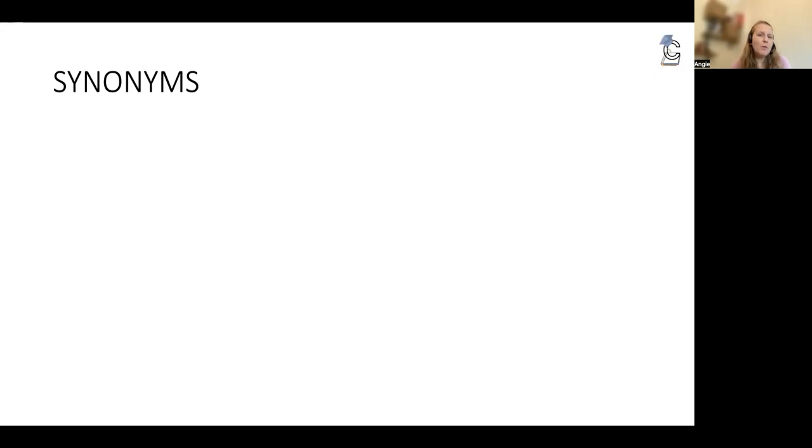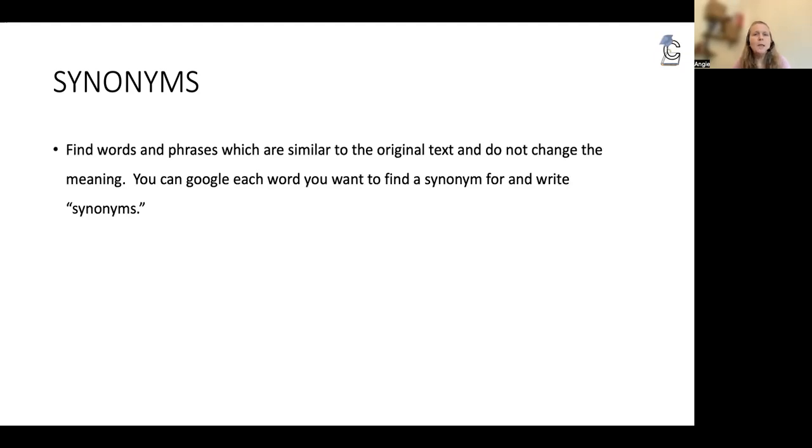So how do we paraphrase? Perhaps the most straightforward way is by using synonyms. Synonyms are words and phrases which are similar to the original text and do not change the meaning. To find synonyms, you can Google each word you want to find a synonym for and write the word synonyms next to it.